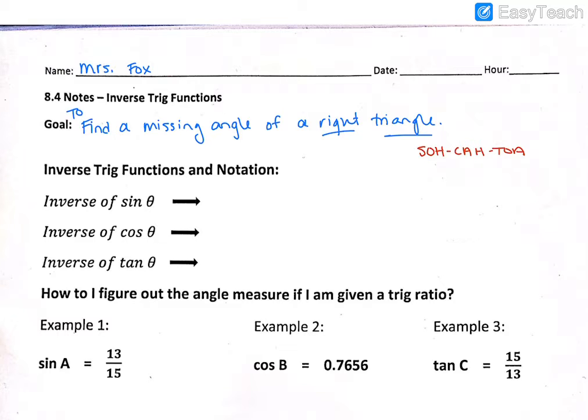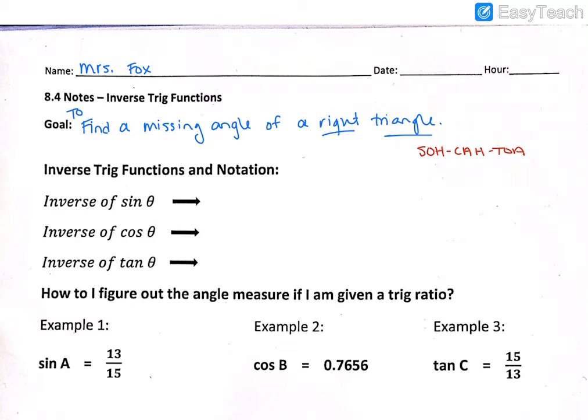This only works with right triangles because right triangles have to have a right angle, which then gives us a hypotenuse. A non-right triangle does not have a hypotenuse, so you can't label an O, A, and H, opposite, adjacent, and hypotenuse, so you can't use this idea of SOHCAHTOA on non-right triangles. That's the big thing that I really wanted to stress with you guys.